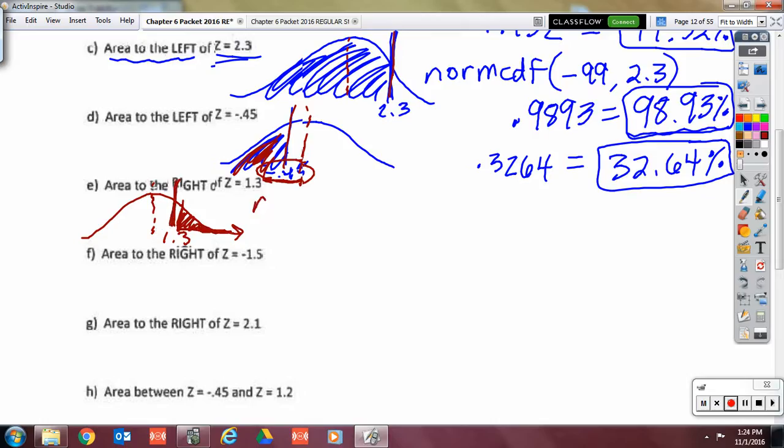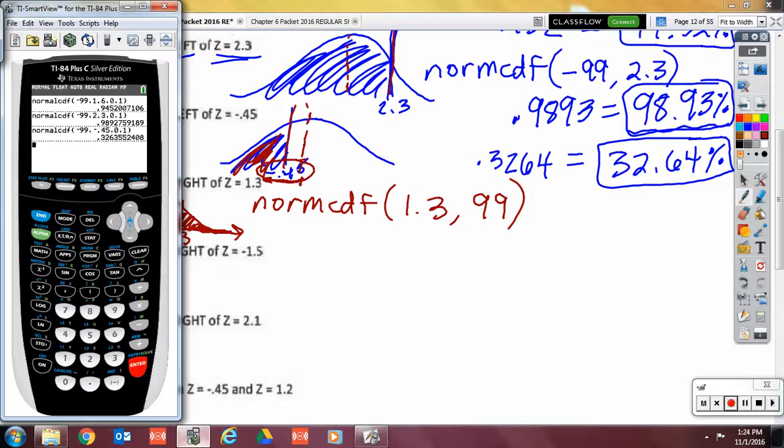Okay, so let's put this into our calculator. Norm CDF from 1.3 to 99. See, 1.3 is the lower bound. If you have a menu calculator, then yours looks like this. 1.3 is the lower value, and 99 is the upper value, keeping 0 and 1.